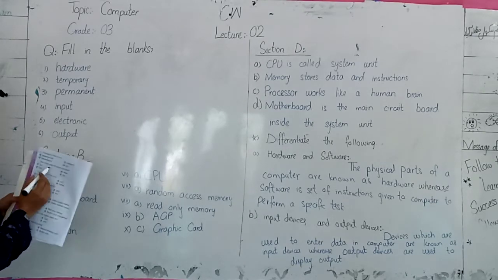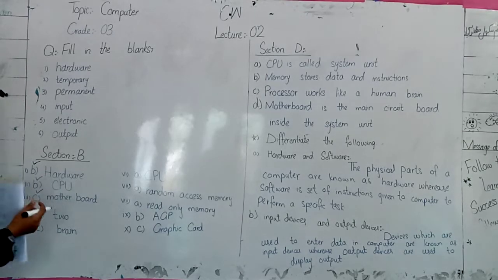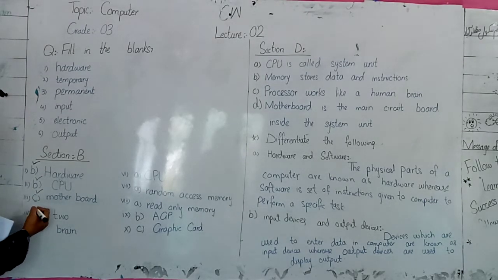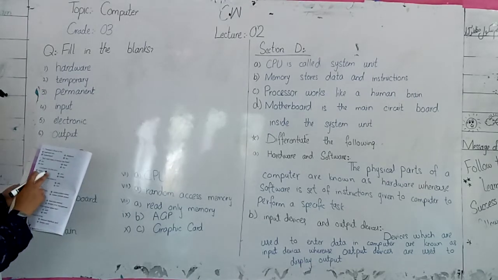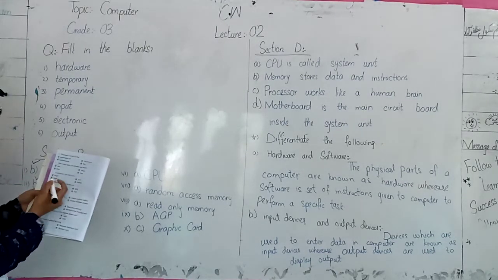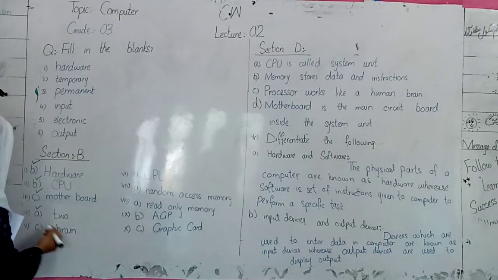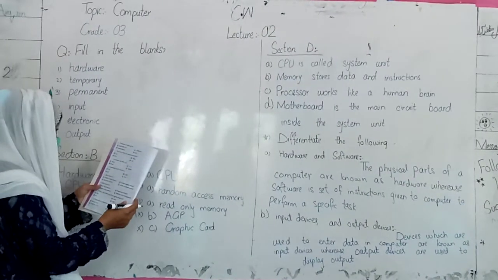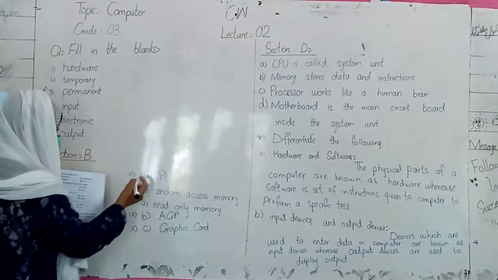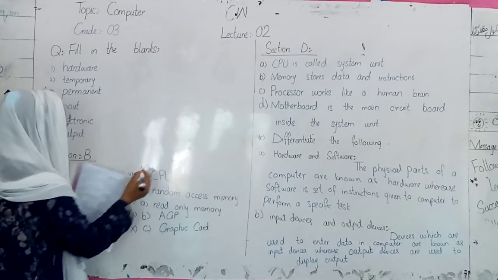Number 4: how many types of memory are there? There are 2 basic types of memory, so we have to take option A, which is 2. Number 5: a processor acts like a or an. A processor acts like a brain. We have to take option C. Number 6: a processor is also known as, CPU. Here we have to take option A.